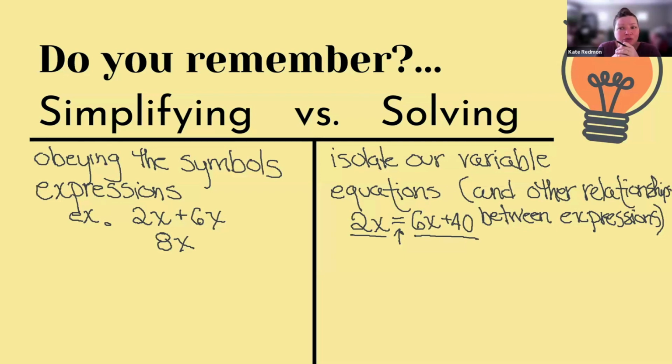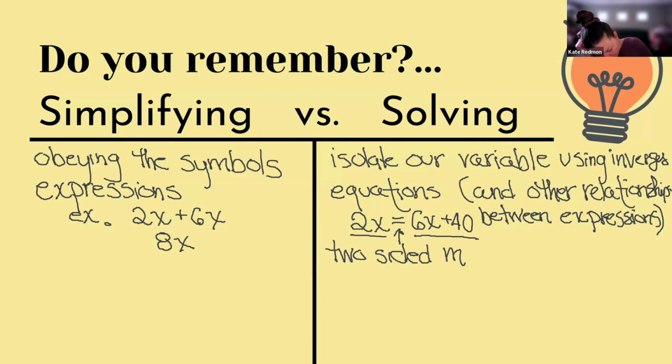We actually don't obey the symbols. We actually use inverses. So we isolate our variable using inverses, and we say that that's only legal if you keep the left and right hand side balanced, equivalent. So I will often say that equations and inequalities are two-sided. Whatever we do to one expression, we're doing to another. Again, it's just that idea of having our balance.